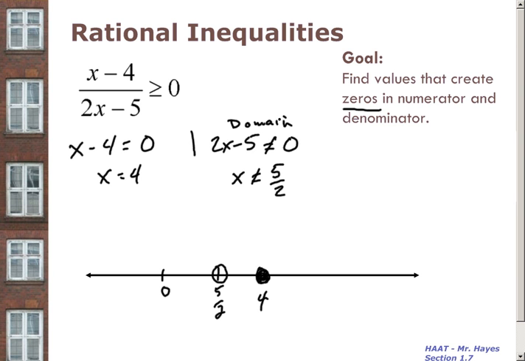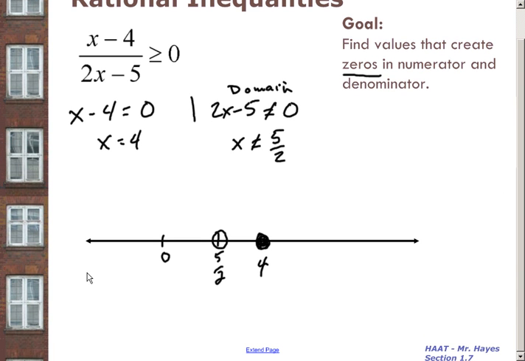Just like before, you're going to test these different areas. You're going to test the area to the left of 5 halves, the area between 5 halves and 4, and the area to the right of 4. So test x equals 0. Is 0 minus 4 divided by the quantity 0 minus 5 greater than or equal to 0? That answer is true, because that becomes 4/5. So this whole area over here is true.